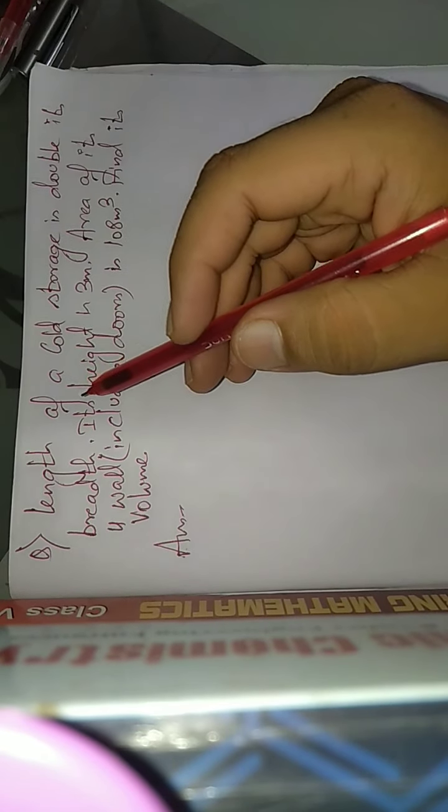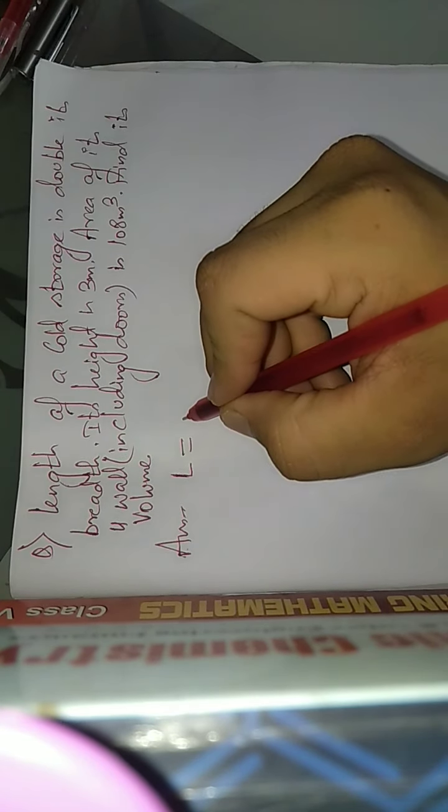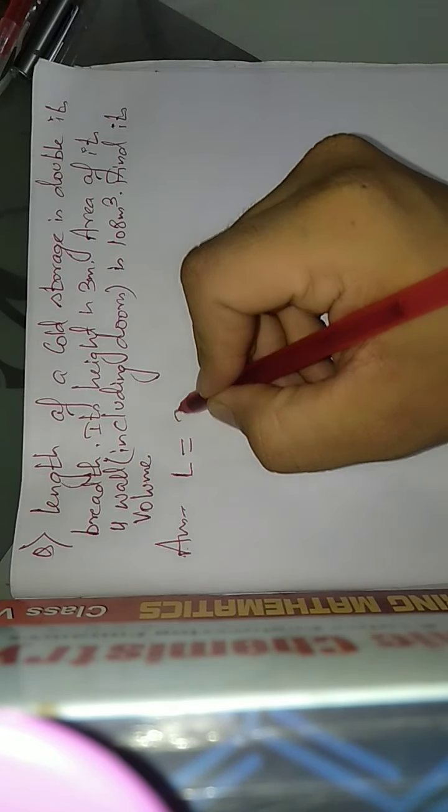Okay, so this question talks about a cuboid whose volume is already given. We need to calculate the dimensions. The question starts with: the length of a cold storage is double its breadth. So length is equal to 2 into B, and its height is equal to 3 meter.